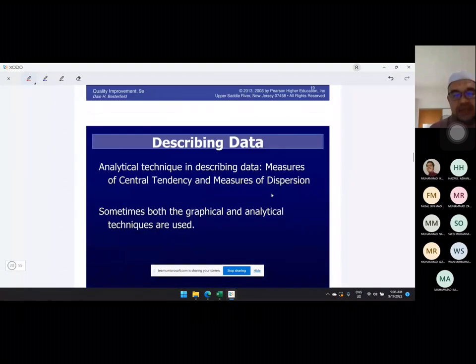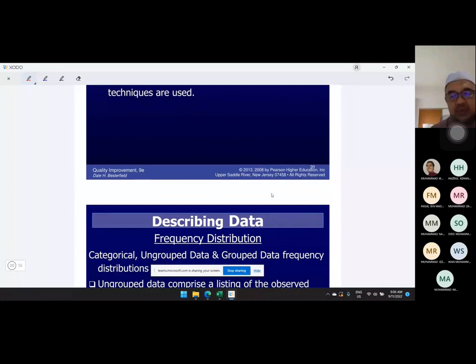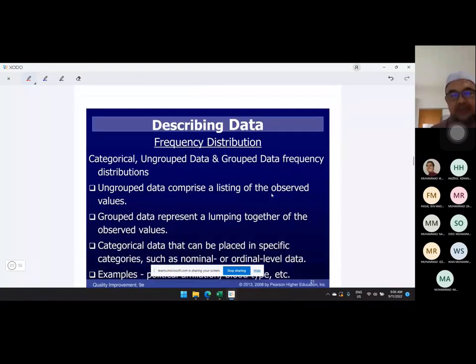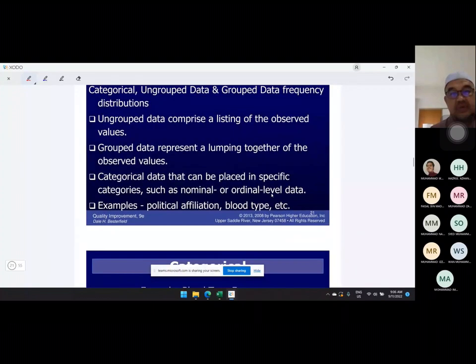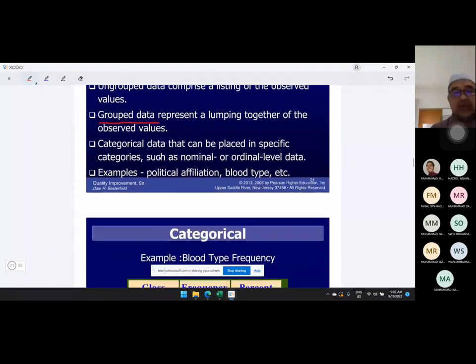Okay, in describing data, we have many tools. The most basic one is actually frequency distribution. This starts from whether the data belongs to variable type or attribute type. And then once you collect the data, we can collect individual values or numbers, or we can also put those numbers in a group. So we can use individual numbers or we can use group data.